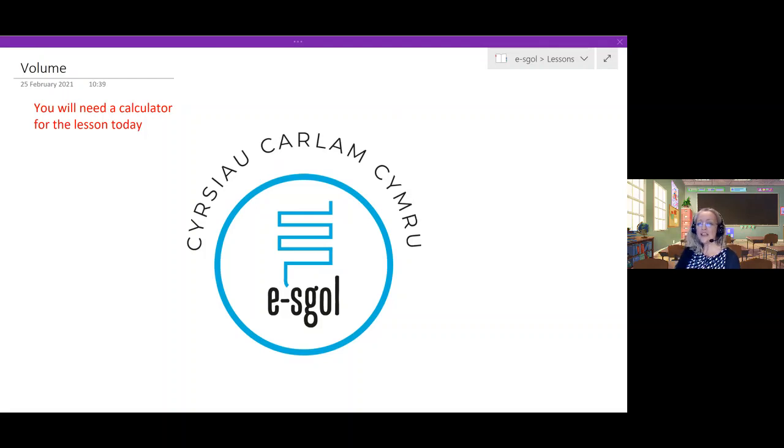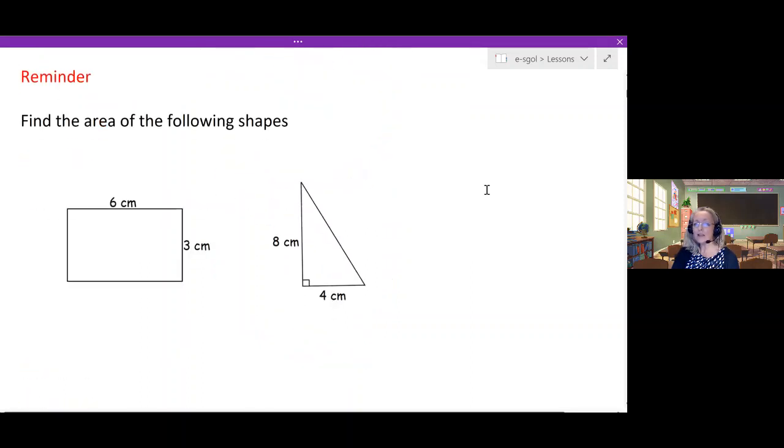Hello, so today's lesson we are going to be having a look at volume. You will need a calculator for the lesson today. So to start off with, we're going to have a quick reminder about area. And we're going to find the area of these shapes. So first of all, we have a rectangle and then we have a triangle.